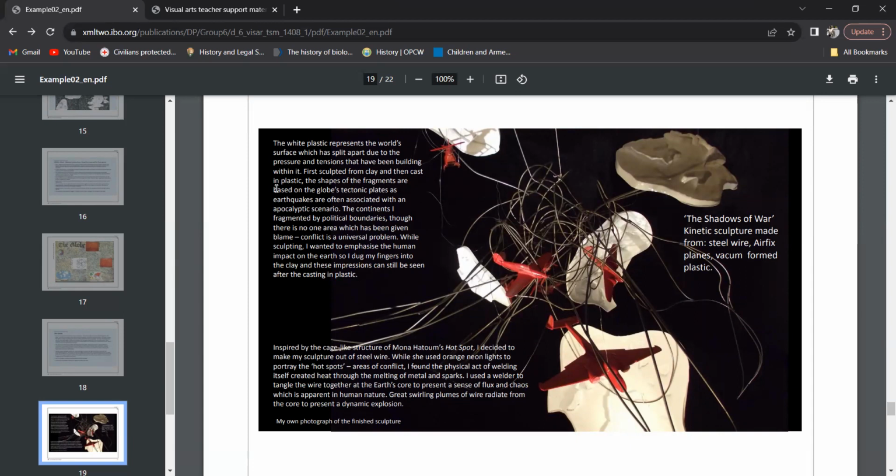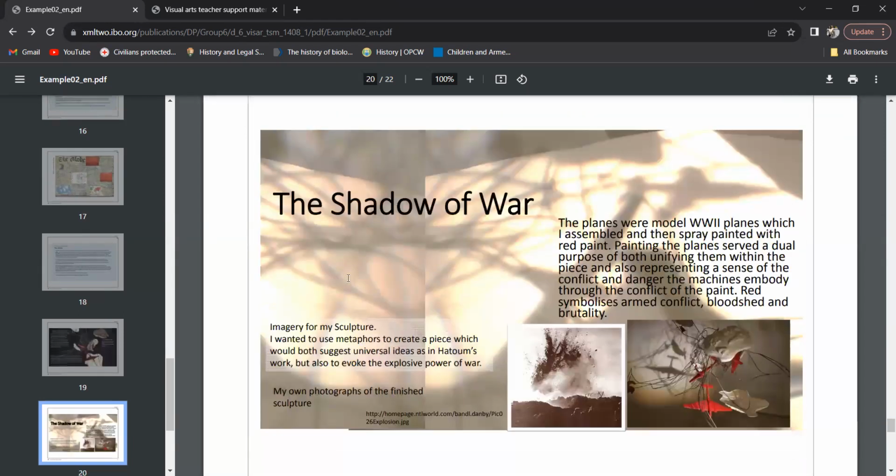We have an understanding of the scenery here. Using the items here, they explain how it's been created. We've got the Shadow of War. The planes were model World War II planes, which I assembled and spray painted with red paint. Painting the planes served a dual purpose of unifying them within the piece and representing a sense of conflict and danger the machines embody through the color of the paint. Red symbolizes armed conflict, bloodshed, and brutality.